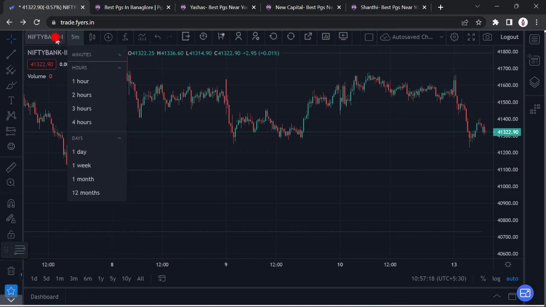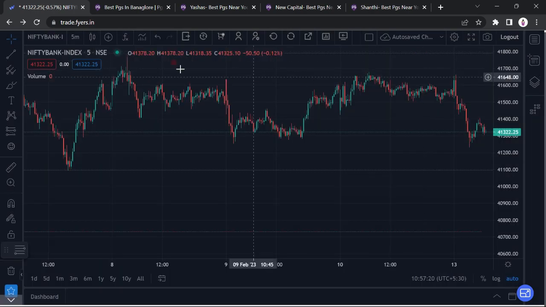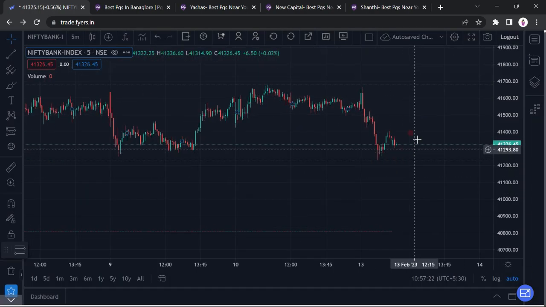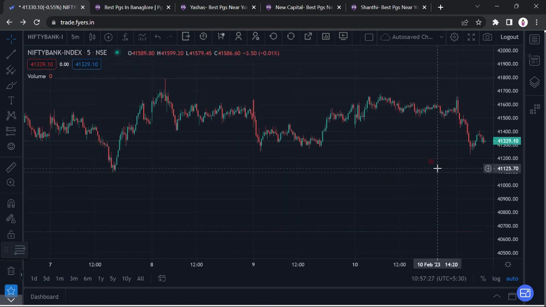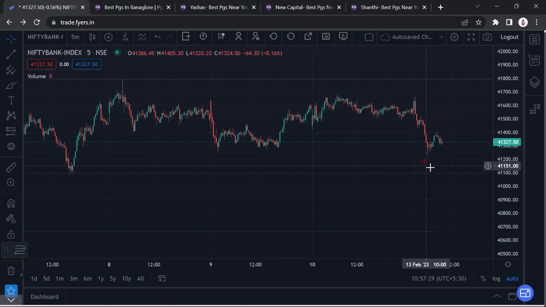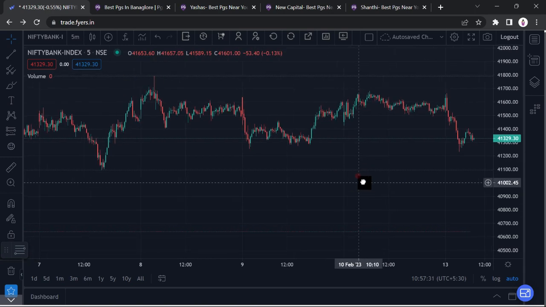I'm in a 5 minute chart of Nifty Bank. Why am I in 5 minutes? Because I'm looking at the market live. Whenever you are looking at the market live, being at a lower time frame is better to understand what the market is doing. Okay.